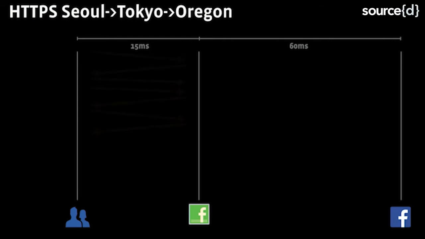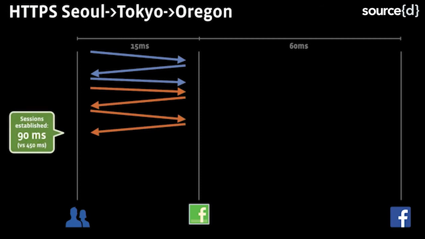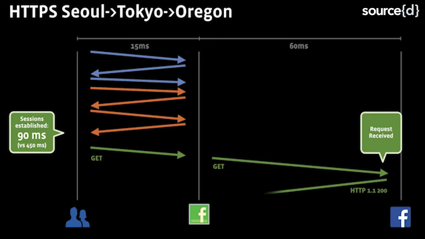So how does this make a difference? We still have to do the 3- and 5-way handshake for TCP and SSL. But because we're only 15 milliseconds away from our POP, this only takes about 90 milliseconds. We still then need to make our actual request that has to hit an actual web server in an actual data center, which is on the other side of the Pacific.